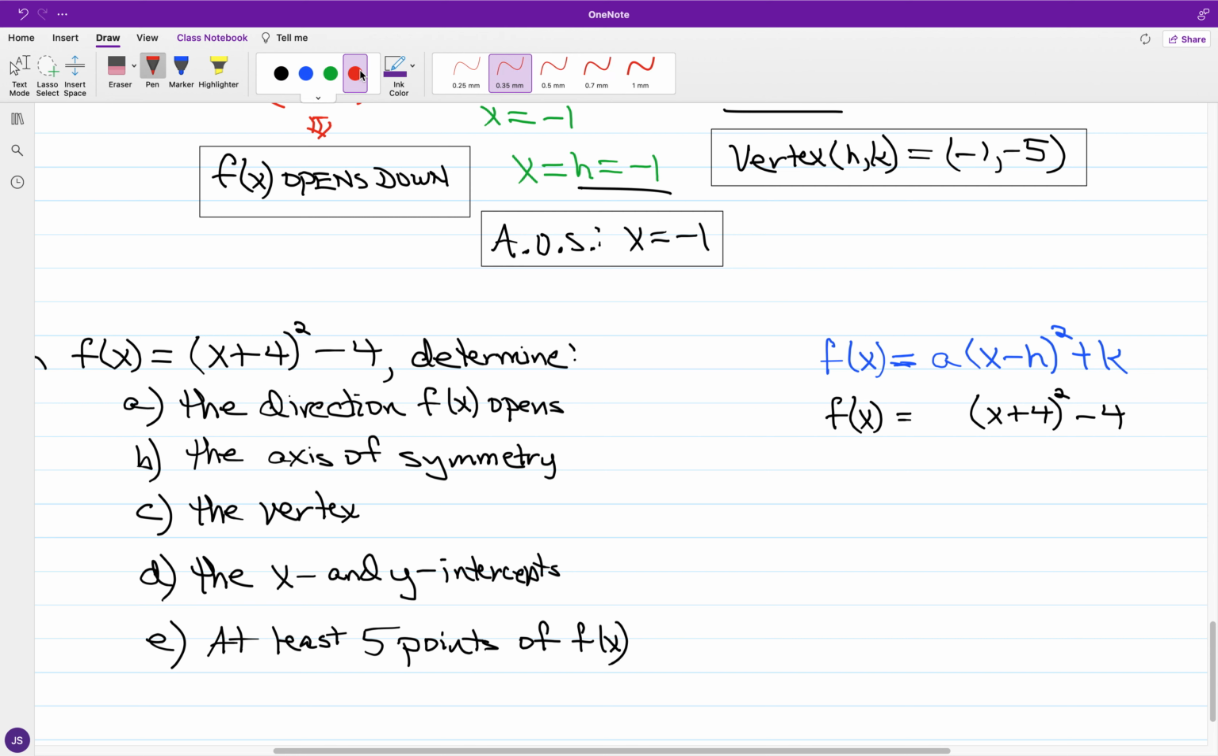All right. Okay, so again, we're looking for a, h, and k. So a, again, that's going to be implicitly 1. So you have a is equal to 1. a is positive, so f of x is going to open upward.